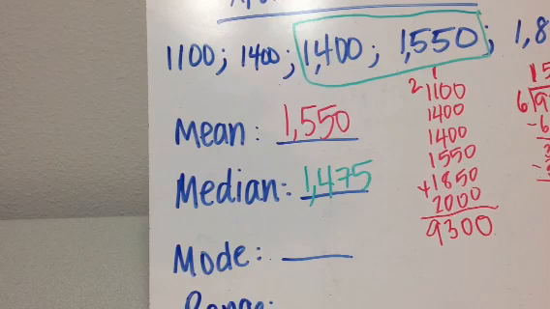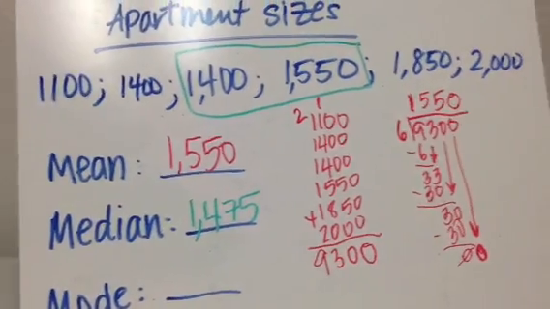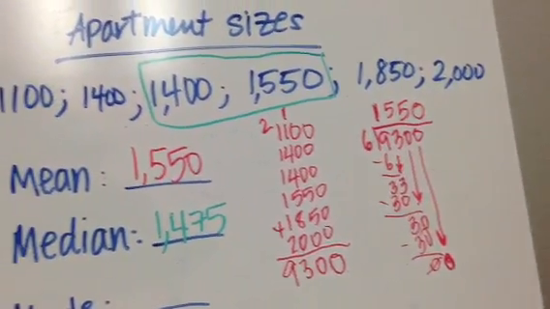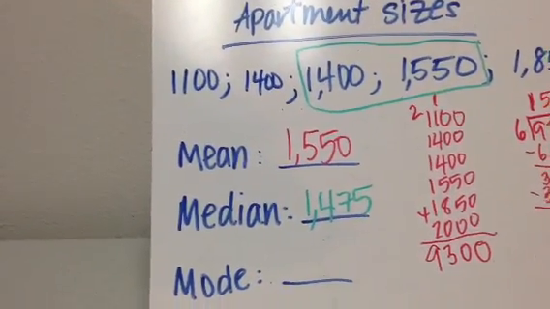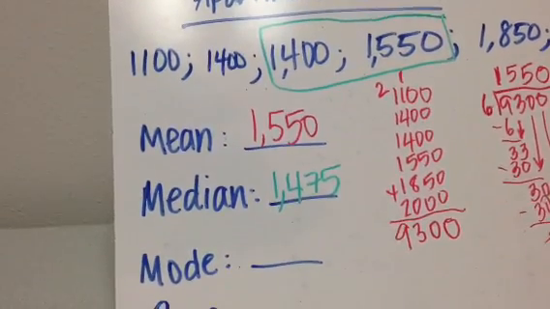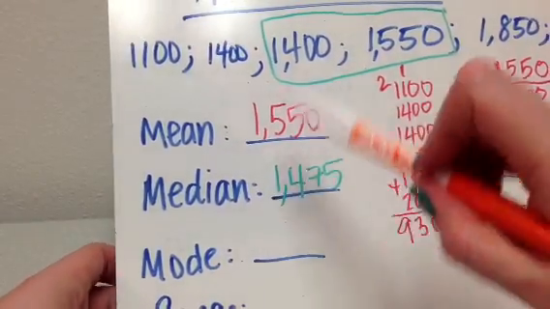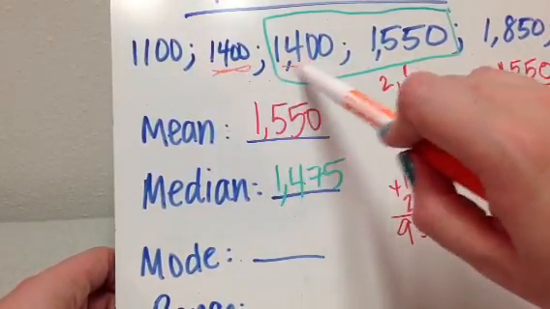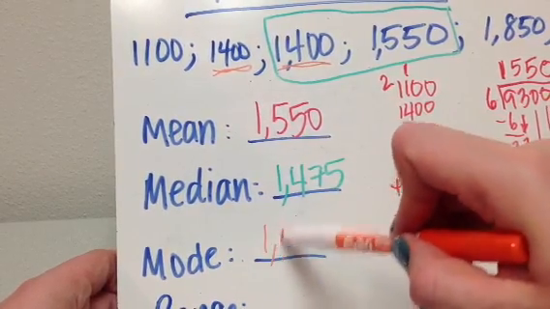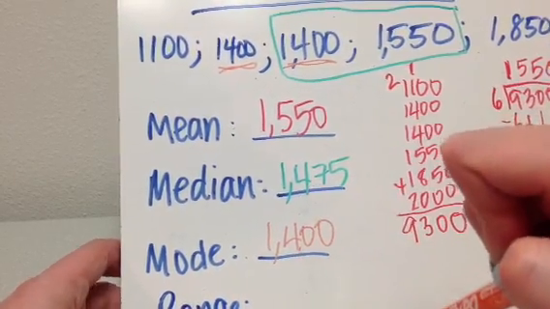Okay, so again, mode, probably the easiest one to find. It's simply the number that appears more than once. And so there's my list of numbers again. Which one appears more than once? Oh, 1,400. It's the only one that appears twice, right? Look at that. So I know that that's my mode.